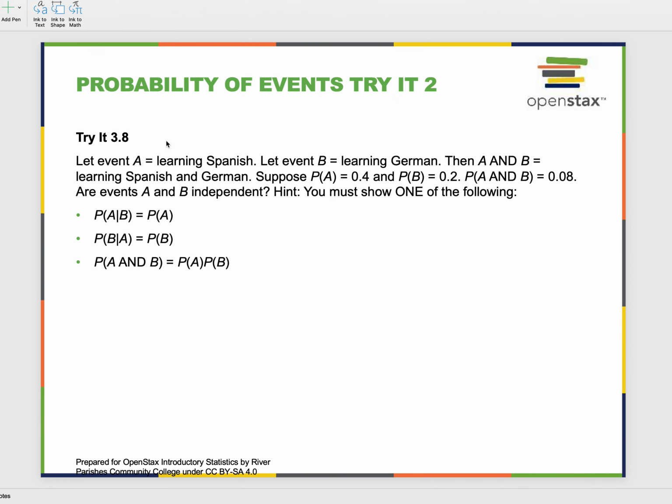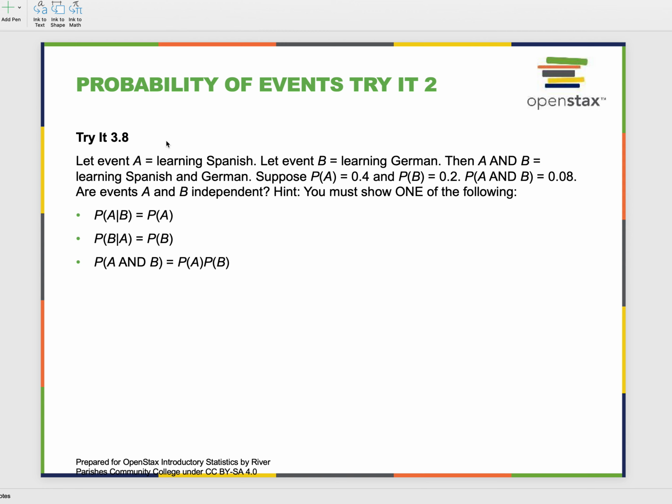So let A be the event learning Spanish. B equals the event learning German. A and B is learning Spanish and German. Can that happen? Well, of course, you can take two languages at once. Suppose P of A is 0.4 and P of B is... I would have picked S for Spanish or SP for Spanish and G for German. Why would I want to name them weird things like A and B?